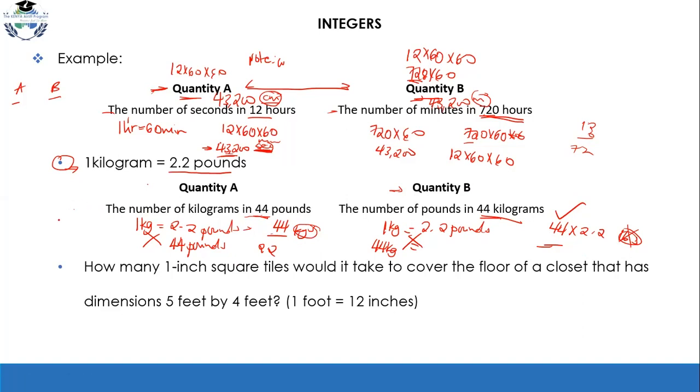All right. Let's move on to what I think is the final example for this part. How many 1-inch square tiles would it take to cover the floor of a closet that has a dimension of 5 feet by 4 feet if 1 foot is equal to 12 inches? Let me see some of those answers there. This one I would need an actual answer, so there's no quantity A and quantity B here.